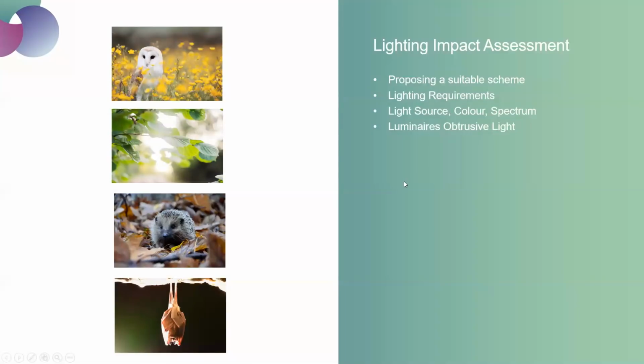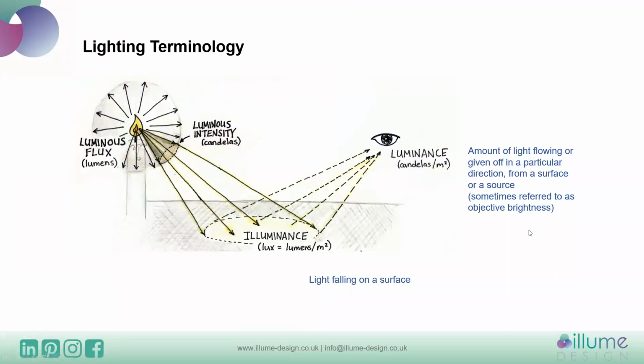So the next stage then with a lighting impact assessment is starting to think about proposing a suitable scheme. And this is where we can make the most difference really to reducing impacts on bats. So it needs to be thought of at this stage, and it's what we call primary mitigation as part of the design itself. But before I go into that in too much detail, I just want to talk a little bit about lighting terminology.